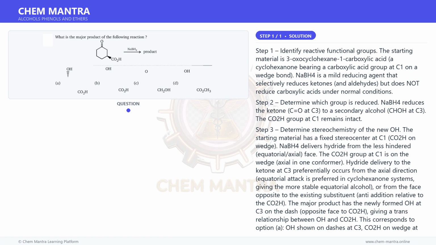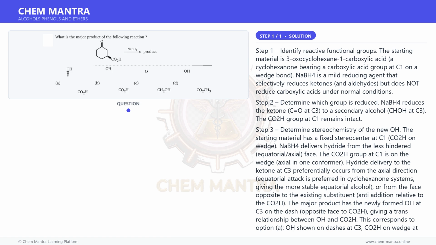NaBH4 delivers hydride from the less hindered face, equatorial or axial. The CO2H group at C1 is on the wedge, axial in one conformer. Hydride delivery to the ketone at C3 preferentially occurs from the axial direction. Equatorial attack is preferred in cyclohexanone systems, giving the more stable equatorial alcohol, or from the face opposite to the existing substituent, anti-addition relative to the CO2H.